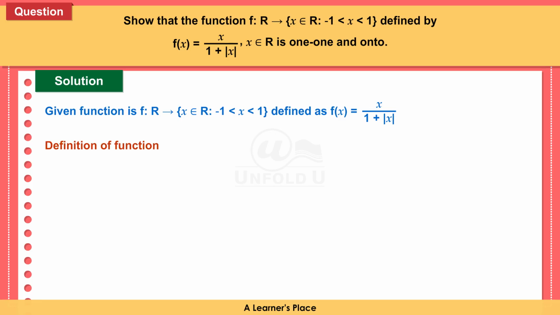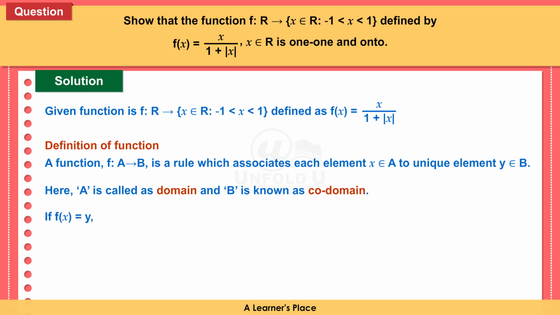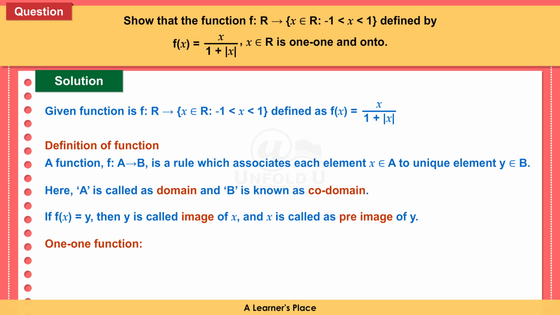Definition of function. A function f from set A to set B is a rule which associates each element x belonging to set A to unique element y belonging to set B. Here, the set A is called as domain and set B is known as codomain. If f of x is equal to y, then y is called image of x and x is called as pre-image of y.